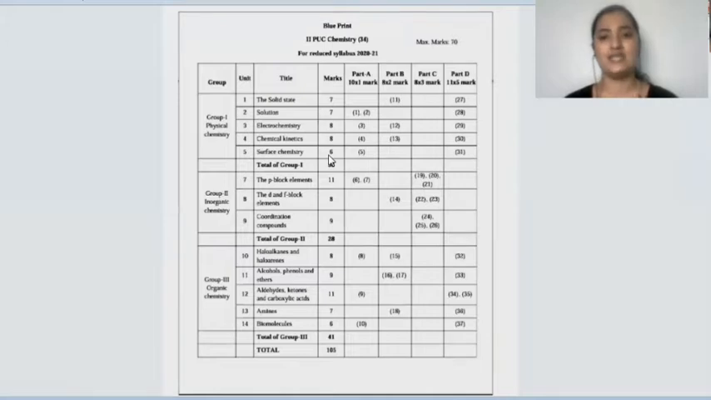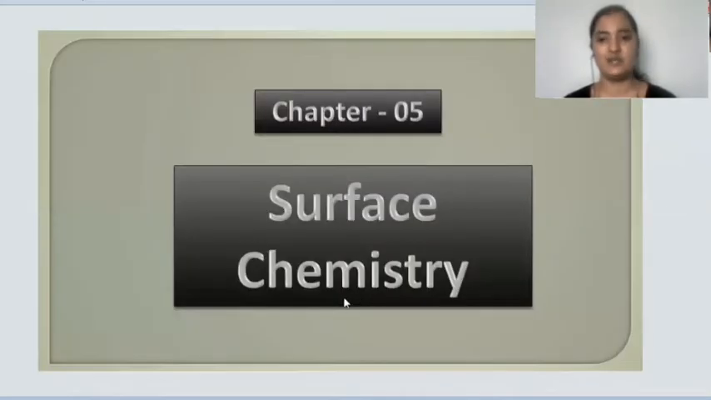And it is a very simple and theoretical chapter. If you understand the concepts regarding the chapter, you can easily answer the questions when it comes in the final board exam. Now, children, let us move towards the chapter, that is surface chemistry. Surface chemistry is a branch of chemistry which deals with the phenomena or the processes that are taking place on the surface of the solid substance.